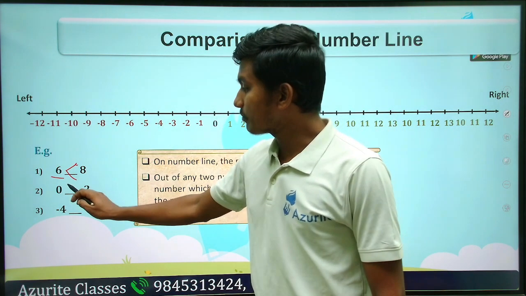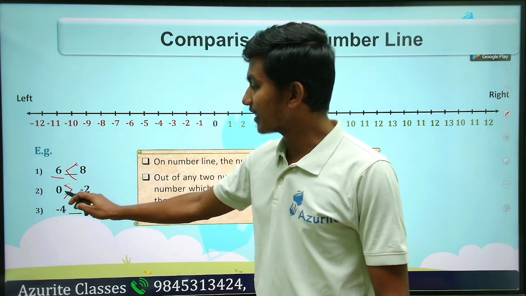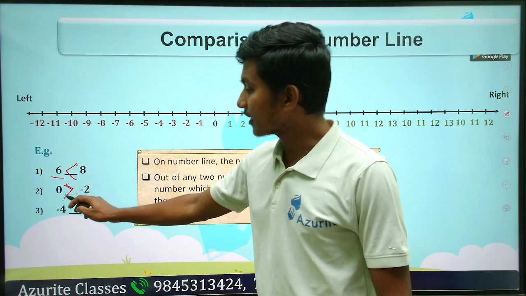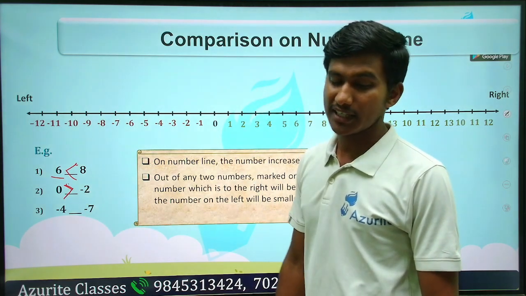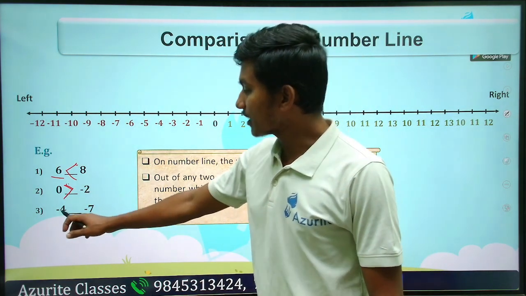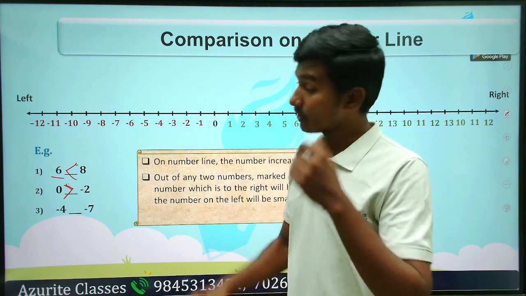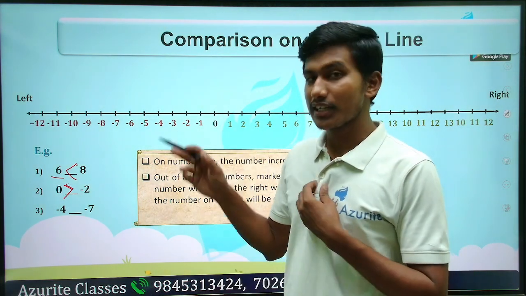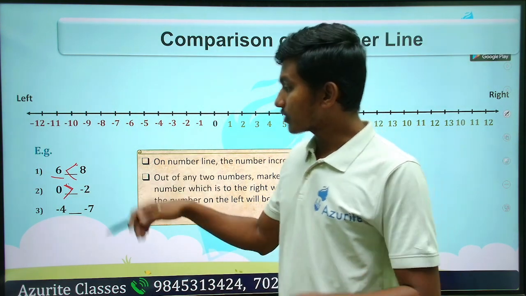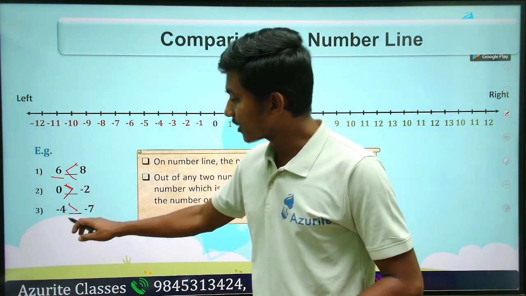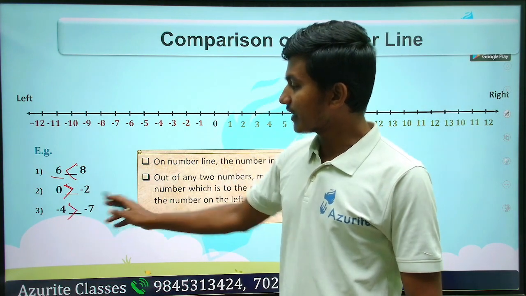Zero is greater, so start from the greater and come back to it. Zero is greater than minus 2, understand? Now here, minus 4 and minus 7, which is greater? Yes, minus 4 is greater, because in the minus it will be reverse. So minus 4 is greater, start from that and come back to it. So minus 4 is greater than minus 7.